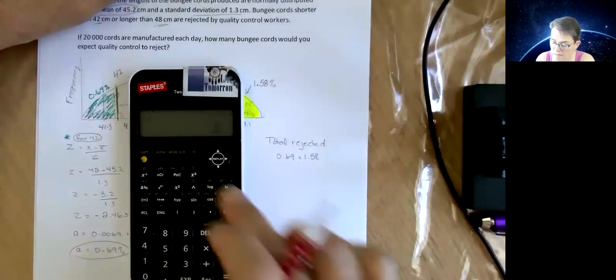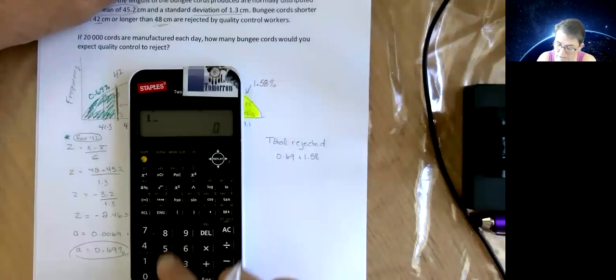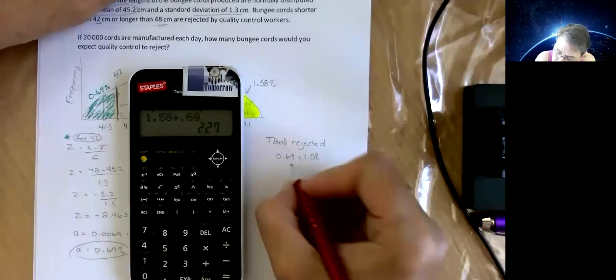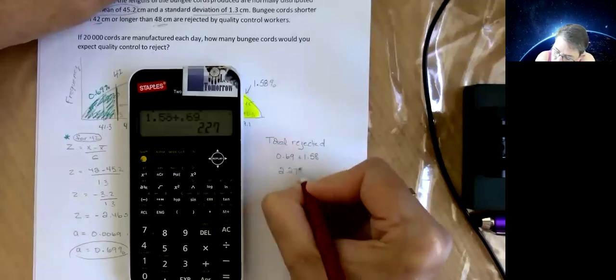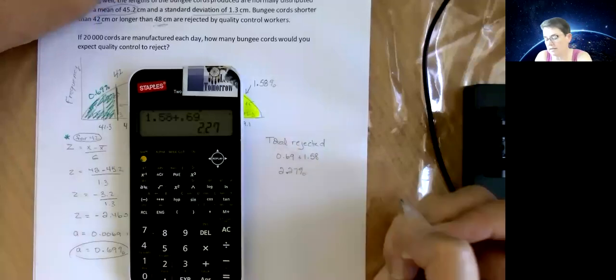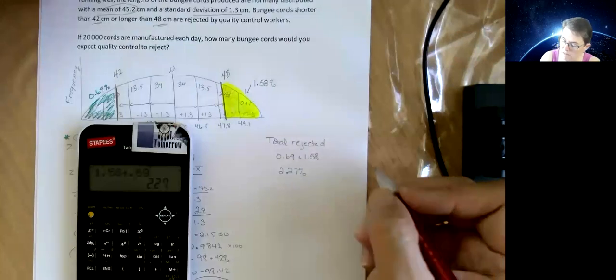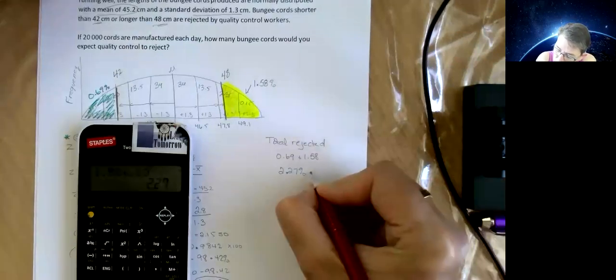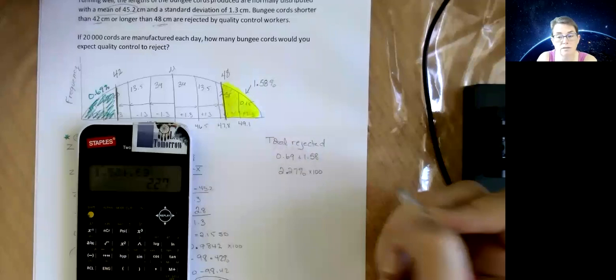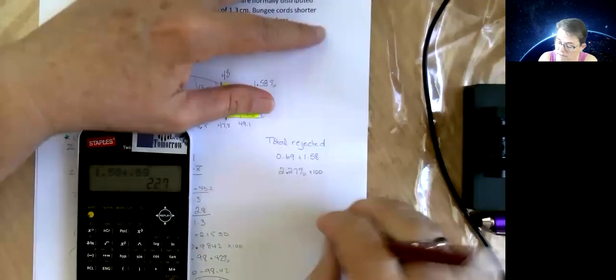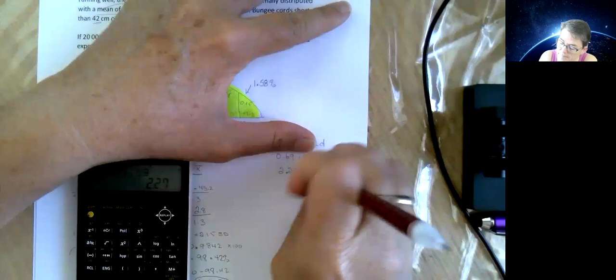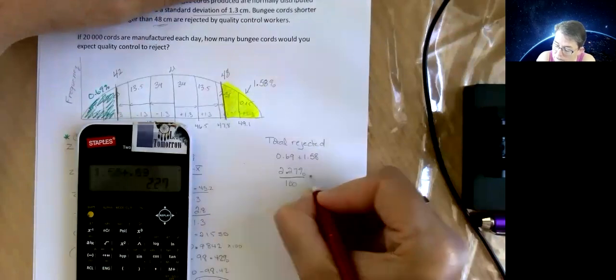I don't know what my calculator is doing. 1.58 plus 0.69. Let's just start over. 2.27. All right, so 2.27% of their cords are rejected. So if we multiply that by 100, hold on, that's not right. We want to divide it by 100. So percent over 100, just do it right.